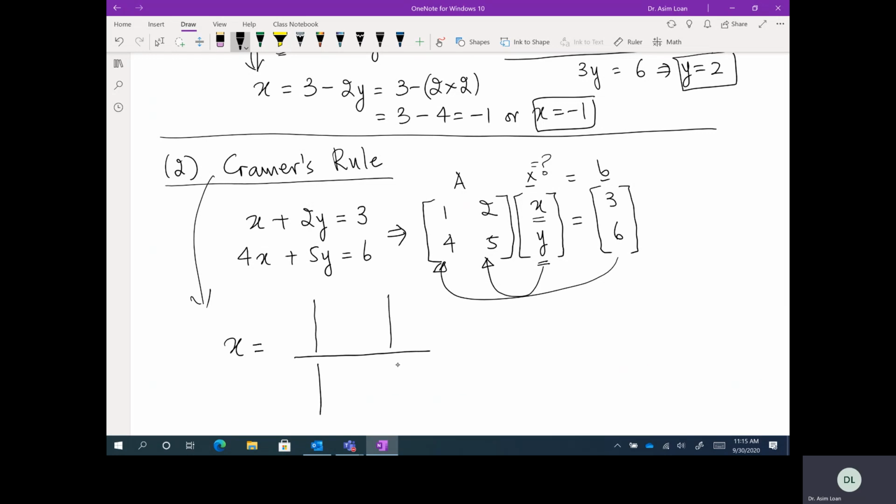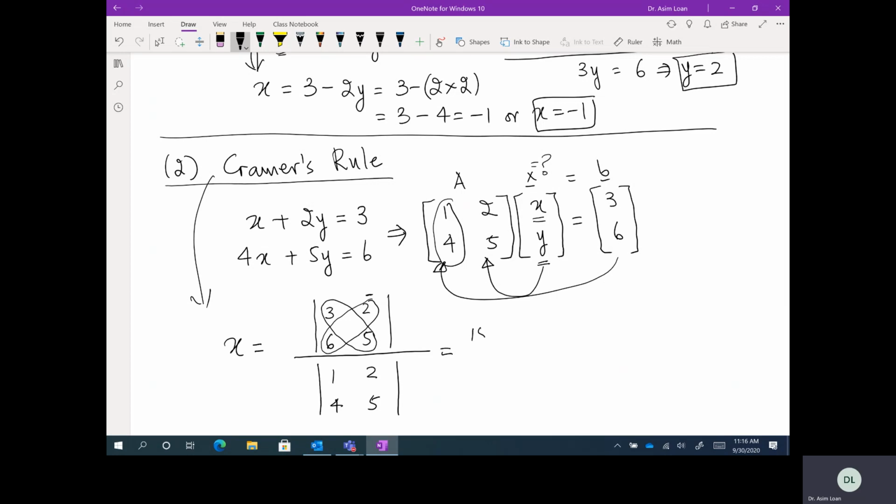So the determinant of A is 1, 2, 4, 5. The denominator is the same here. For x, replace the first column by this b, so this becomes 3 and 6. I hope you know how to find a determinant. For 2 by 2 cases, you multiply the elements along the main diagonal, and then you subtract the product of the elements along the off diagonal.